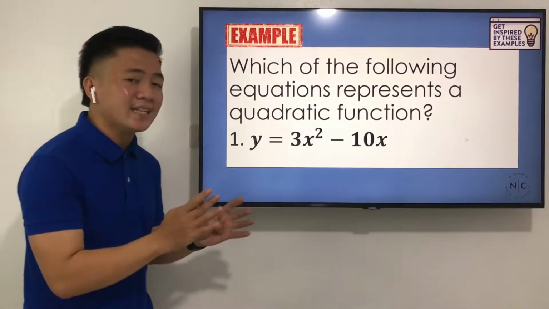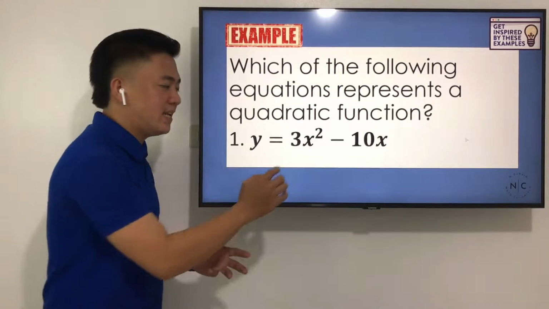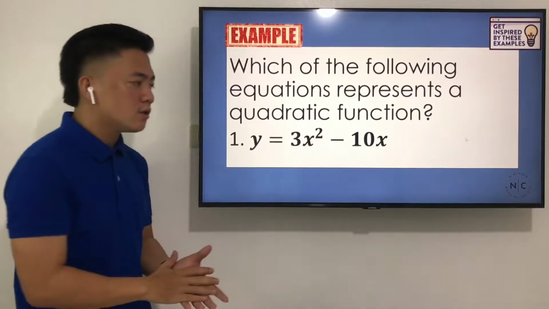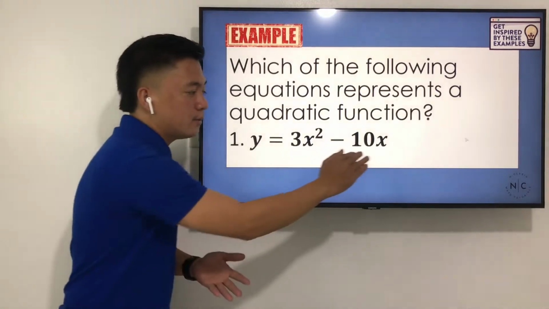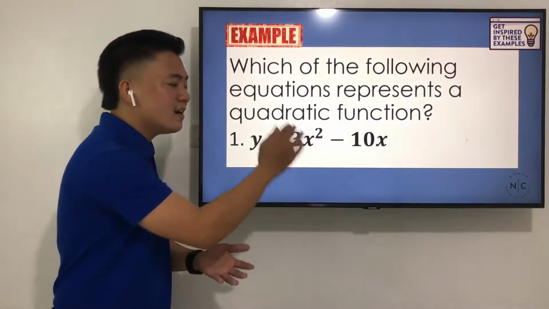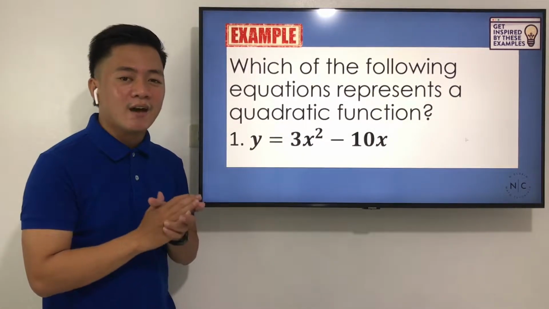Next, titignan natin dapat is yung ating highest degree or yung exponent natin is squared. So, meron tayong squared dito, 3x squared. So, kahit wala tayong constant term or wala tayong linear term, pero dito meron tayong linear term. At least yung ating highest degree is squared. Quadratic function yan. So, yung ating number 1 is a quadratic function.